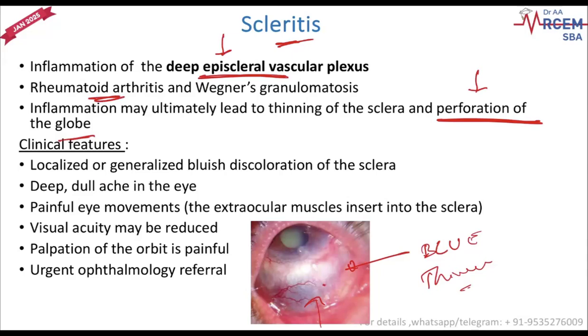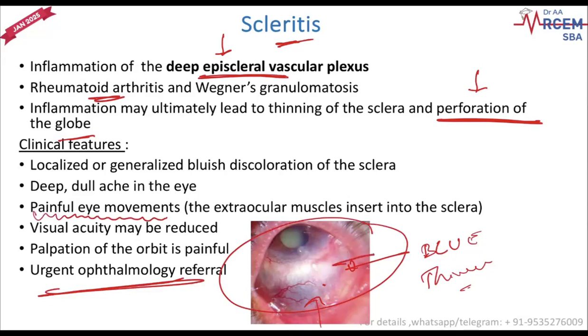What you do in the emergency department is you basically do pain management and immediately refer to the ophthalmologist. One more classical finding on examination is they'll be having quite painful eye movements. Why will they have quite painful eye movements?